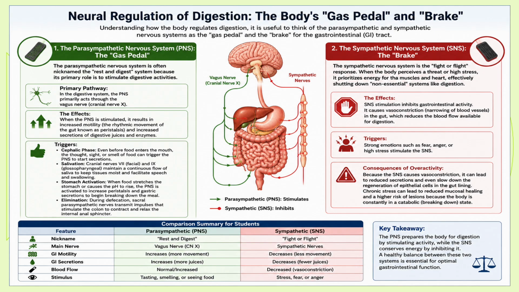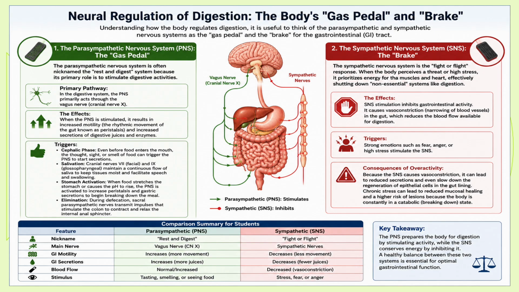Now, excessive SNS activity reduces digestive secretions and slows regeneration of epithelial cells in the gut lining. As a result, what happens? Chronic stress, basically, can impair mucosal healing and increases the risk of lesions because the body remains in a catabolic or breaking down state. So think of a patient who is immobile, laying in the bed, right? And sick. Their body's under chronic stress, right? And so it basically slows down the healing and causes lesions inside their gut.